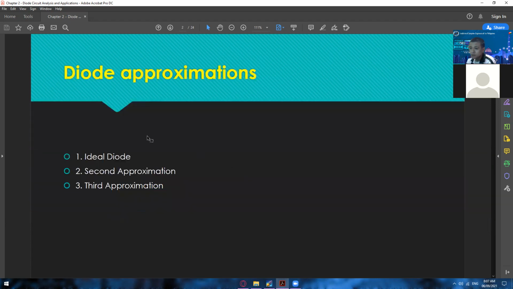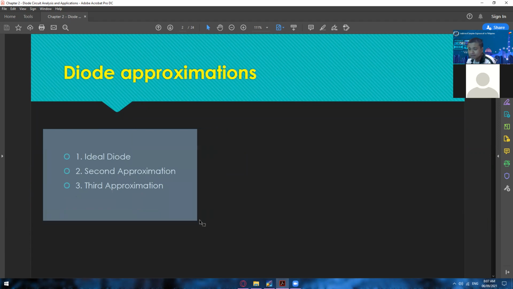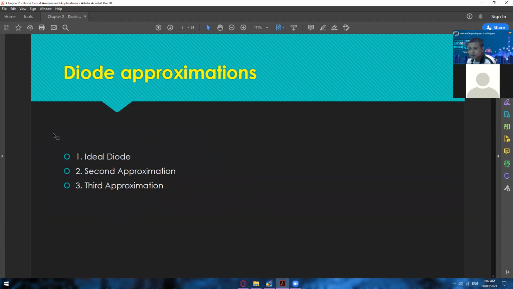To make it simple, for the namings, we have the ideal diode, second approximation, and then third approximation. I will explain this one by example, so there is no definition or meaning. The ideal diode is like the first approximation. So ideal diode or first approximation, they are just the same. And then the second approximation is your second approximation, to be exact.